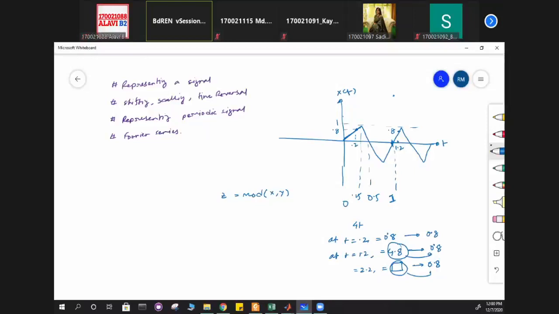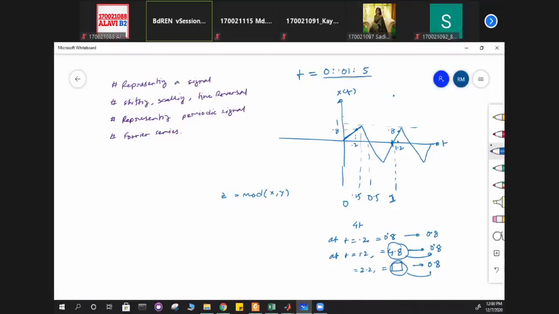Anyone? Sir, we basically get the remainder. Yes, when we divide x by y, we'll get the remainder. So here what we can do, let us say we have t. The t variable is from 0 to 5 with the increment 0.01. That means we have this number of total time points.